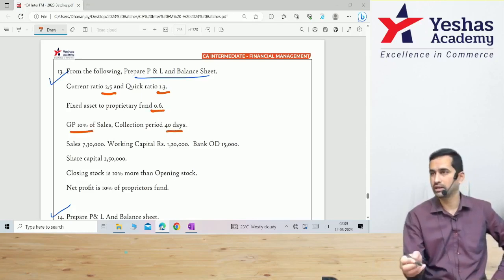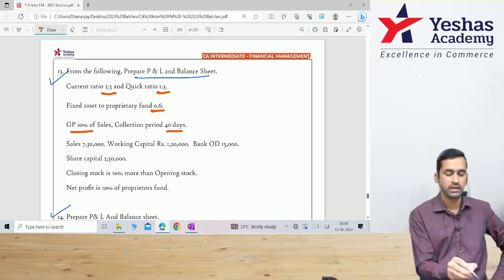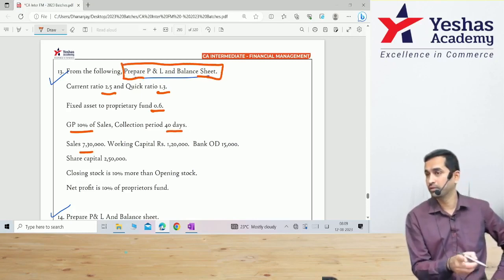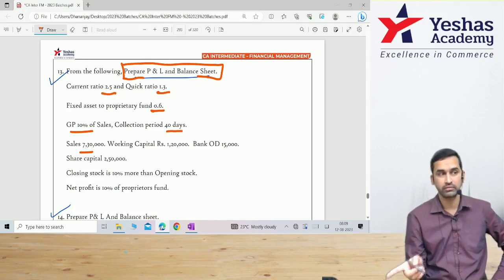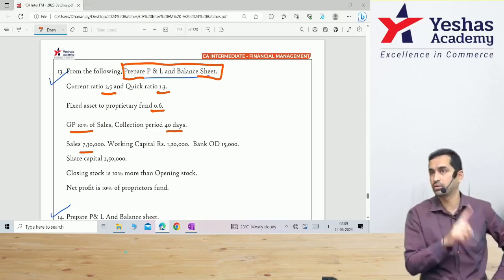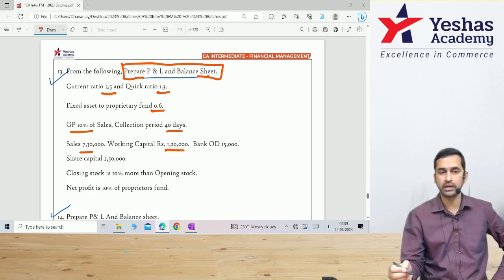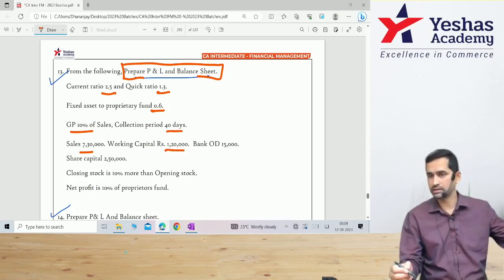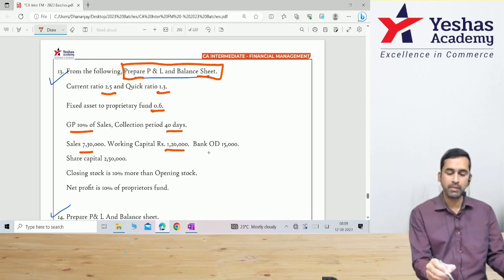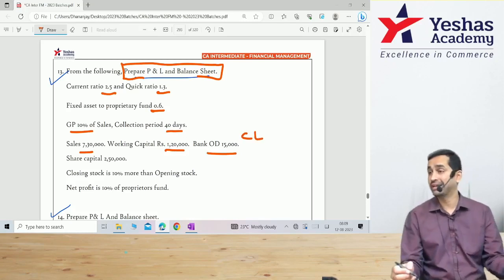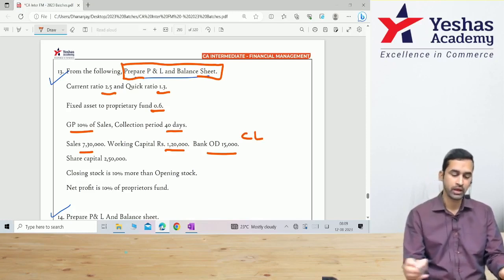Collection period 40 days. This is used for debtors. Sales is given. By the way, today we have to do P&L, therefore we need sales as well. We need GP. We have to fill trading account and then go to P&L account. Working capital 1,20,000. This is the difference between current asset and current liability. Bank overdraft is a current liability. It's not a bank loan, not debenture. Overdraft is a short-term liability.